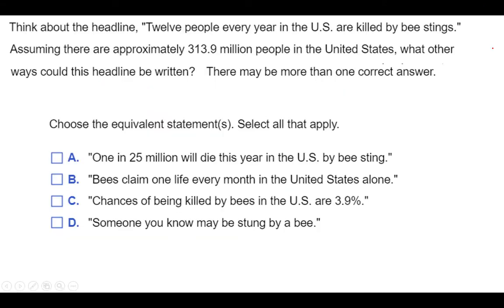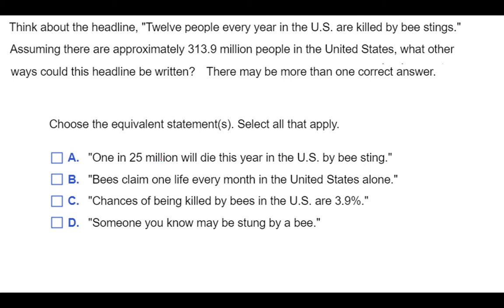Think about the headline. 12 people every year in the U.S. are killed by bee stings. Assuming there are approximately 313.9 million people in the United States, what other ways could this headline be written? There may be more than one correct answer. Choose the equivalent statements and select all that apply.